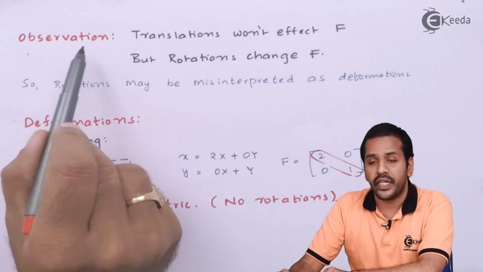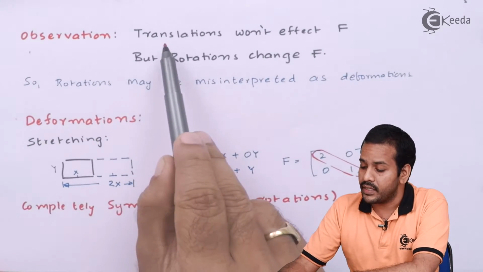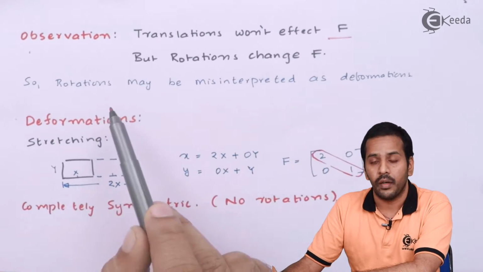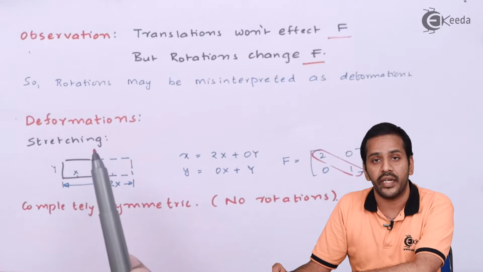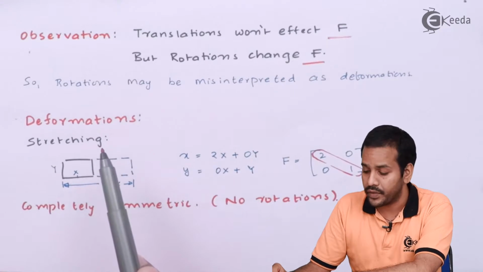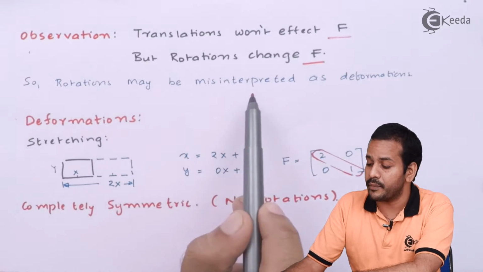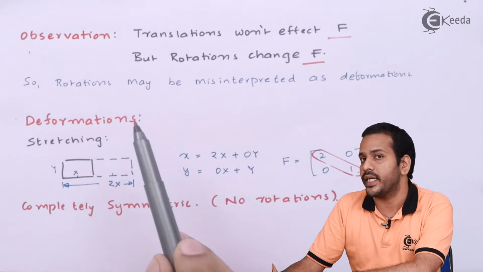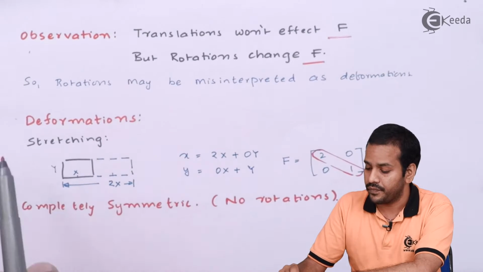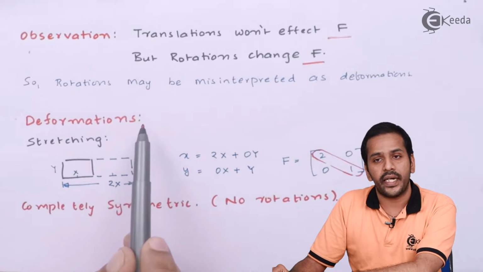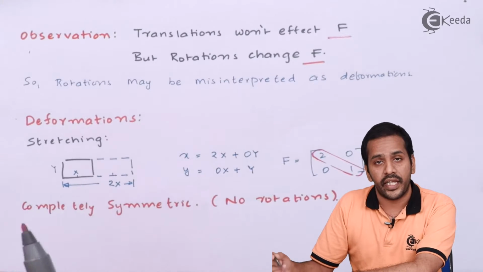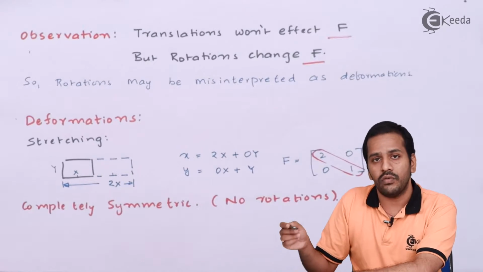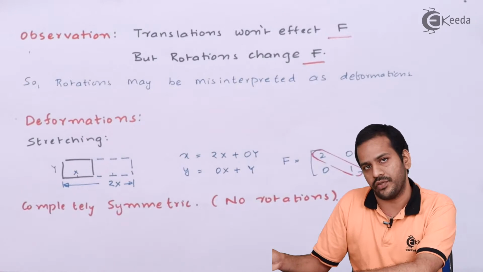So what is the observation we can take from here? Translations won't affect F, but rotations will indeed affect F, the deformation gradient. So rotations may be misinterpreted as deformations. That possibility is there, so we need to be very careful. And the next part is the deformation. So F can be categorized into rotations as well as deformations.